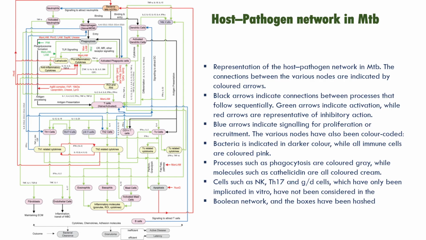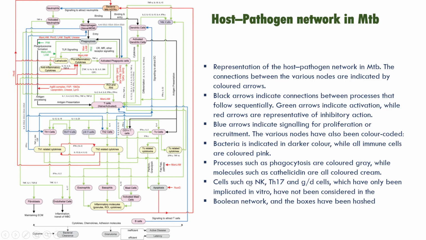So the nodes that you see here: the bacteria are indicated in darker colors, while all the immune cells you see are colored in pink, and processes such as phagocytosis are colored in gray. So phagocytosis here, here also, these are colored in gray, where the molecules are colored in cream.